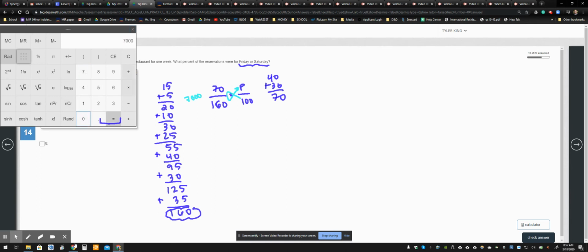7,000 divided by 160. We're going to end up with 43.75. So we should have our percent is equal to 43.75%.